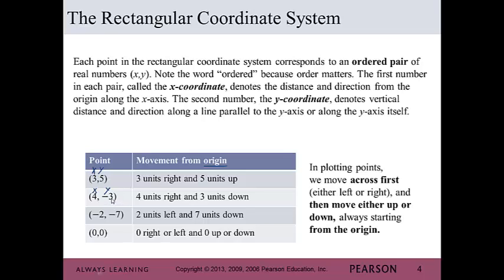If you were to switch the order, so for example, if I had the point 5, 3, well now the x is 5 and the y is 3, so that means 5 units to the right and 3 units up. So you see the difference between 5, 3 and 3, 5.